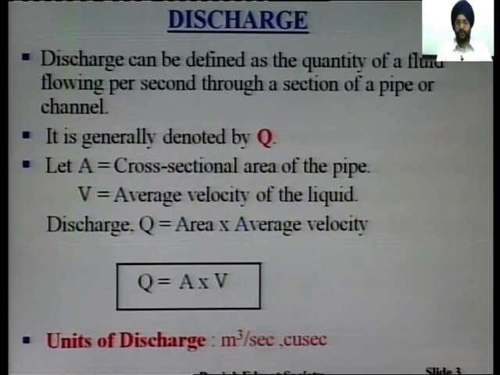So, starting with the definition of discharge. Discharge can be defined as the quantity of a fluid flowing per second through a section of a pipe or any channel. It is generally denoted by capital letter Q. Now, suppose capital A is the cross-sectional area of the pipe and capital V the average velocity of the liquid, then discharge Q is given by area into average velocity. So, very simple, Q is equal to A into V.